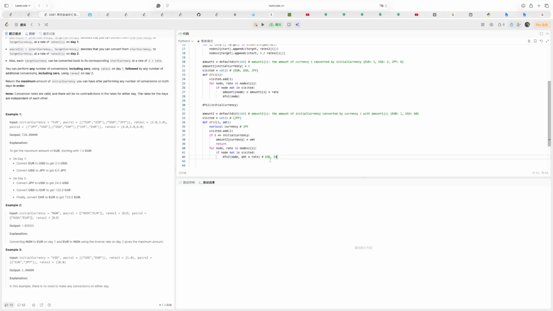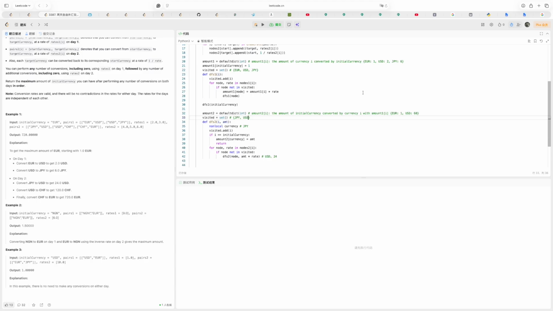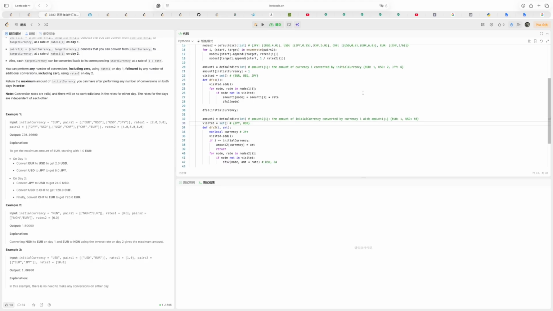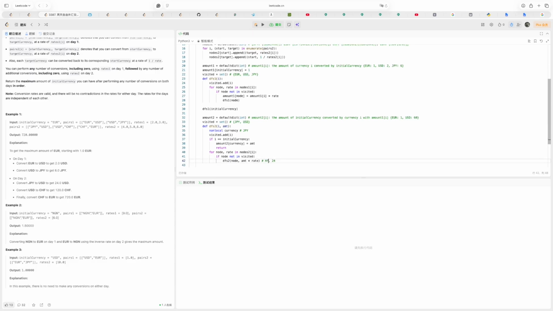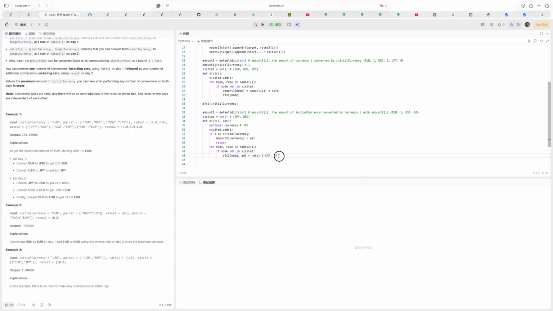For USD, it is not the initial currency, and we should add it to the visited set. So for USD, we have JPY and CHF. Since JPY is already in the visited set, we will turn to CHF. So we will now have CHF, and the current amount is 24. CHF has the rate 5, so 24 multiplied by 5 is 120.